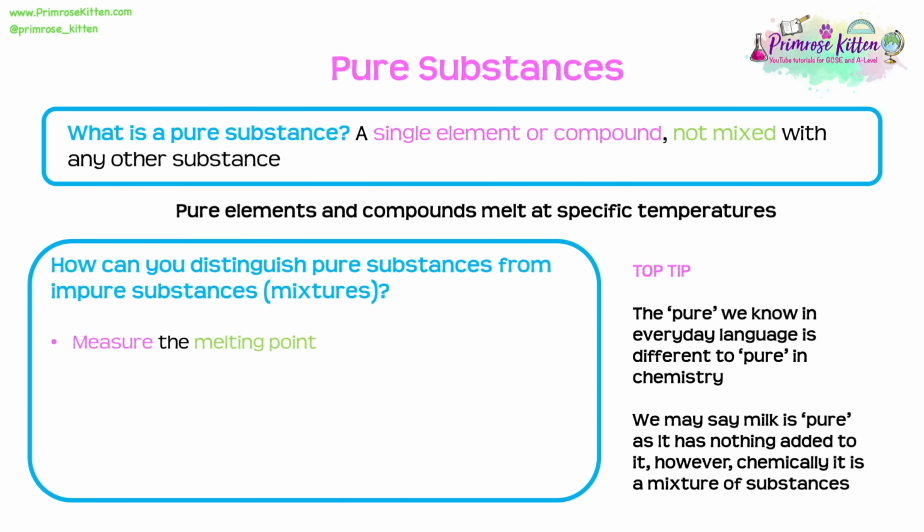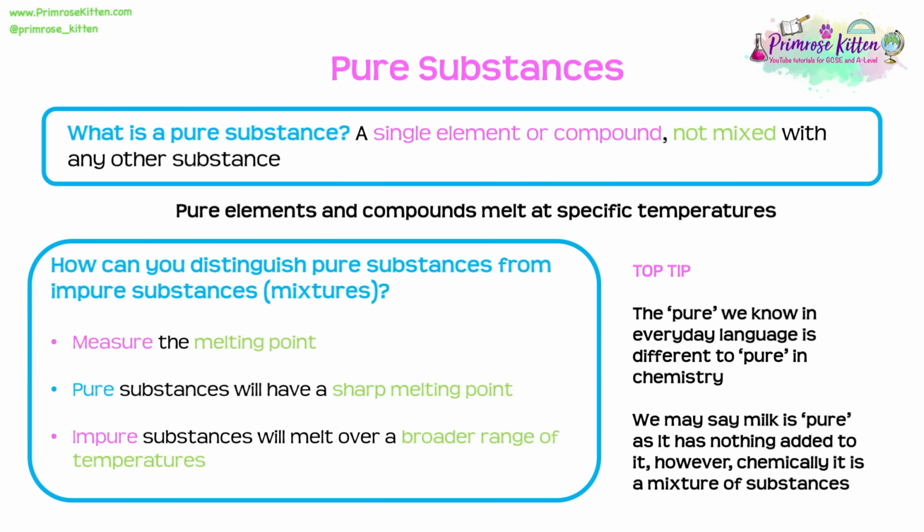So we want to measure the melting point. Pure substances are going to have a sharp, very defined melting point. For instance, water has a melting point of 0 degrees C. However, impure substances are going to melt over a broader range of temperatures. So if you're ever given a range of temperatures for a melting point, you know that that substance is an impure substance.